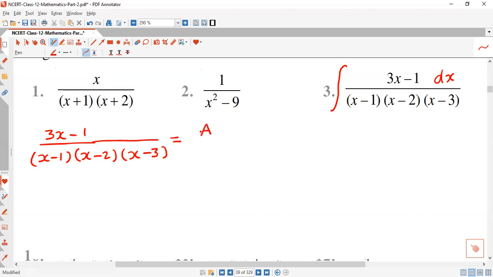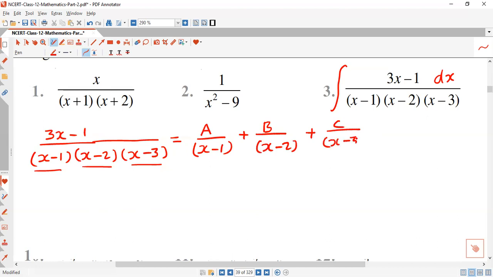And in the partial fraction, we say 3 linear factors are there. So x minus 1 is a linear factor, and so on: A upon x minus 1 plus b upon x minus 2 plus c upon x minus 3. Now we have to find out the values of a, b, c. So the whole equation is multiplied by x minus 1, x minus 2, x minus 3. Multiply. So what are we getting?